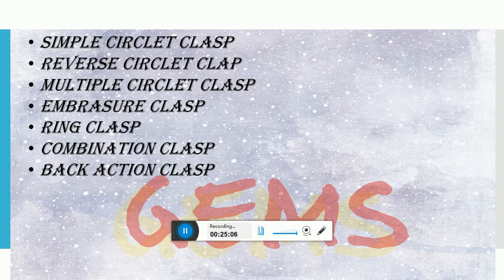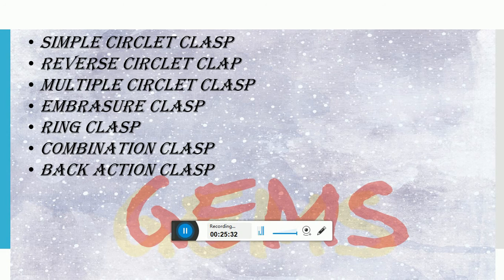Next we have combination clasp. Combination clasp consists of an occlusal rest, a cast metal reciprocal arm, and a wrought wire retentive arm. It is indicated on an abutment tooth adjacent to a distal extension base or on particularly weak abutments. There you can use combination clasp.